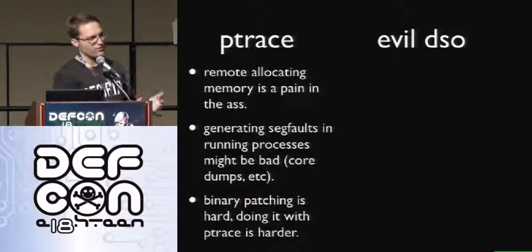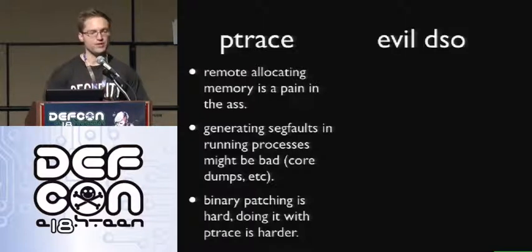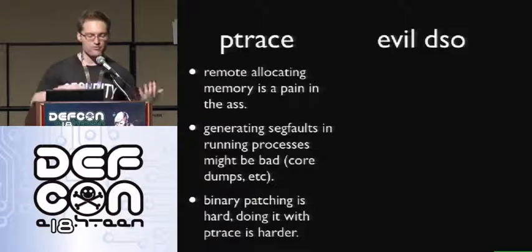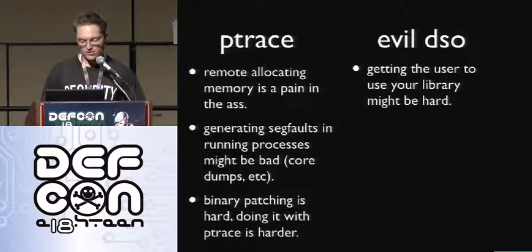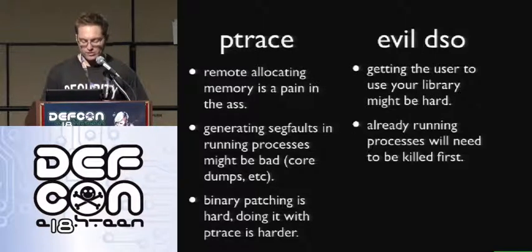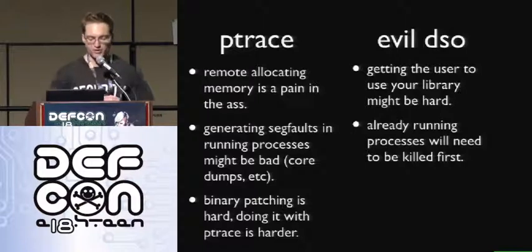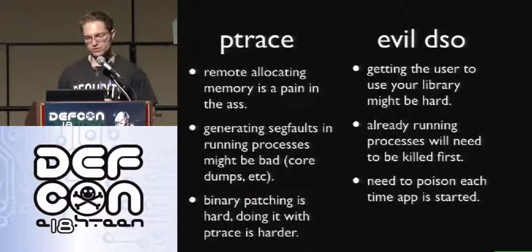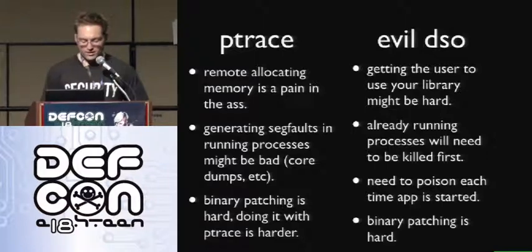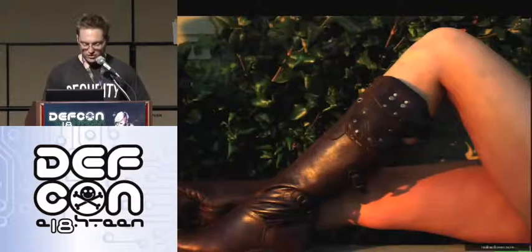Like the stuff that we just talked about earlier, the 3 types of function hooking, those things are complicated. And it's possible to do with ptrace, but adding another layer of difficulty in between you and actually doing what you want to do is no fun. So doing it with binary patching is hard, but doing it with ptrace just makes it harder. The problem with the evil DSO though is getting the user to use your library might be hard, and already running processes will need to be killed and restarted, which also sucks. And you need to poison the app each time it's started. And in general, binary patching is hard.